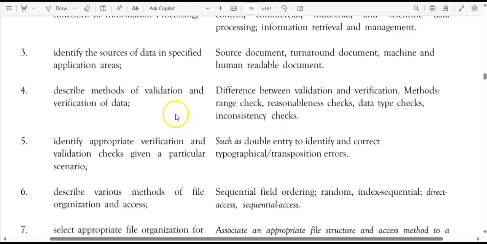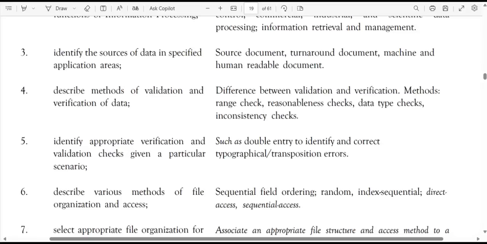To answer this question, we're going to look at the difference between validation and verification, and methods, for example range check, reasonableness checks, data type checks, inconsistency checks. Now the difference between validation and verification: validation ensures data entered is correct and reasonable before processing. Verification confirms that data entered matches the original source accurately.